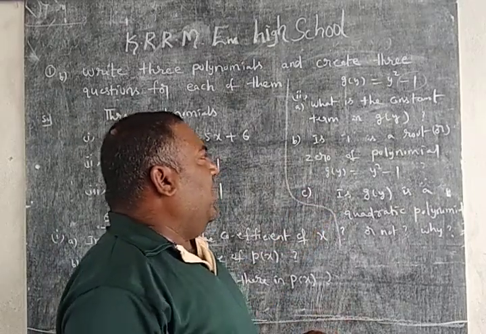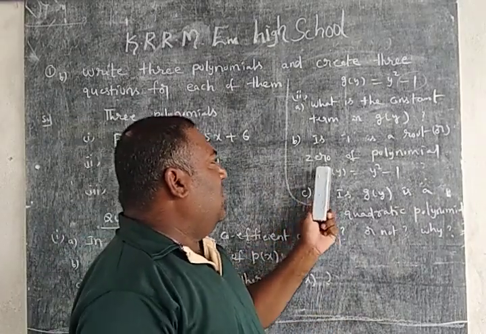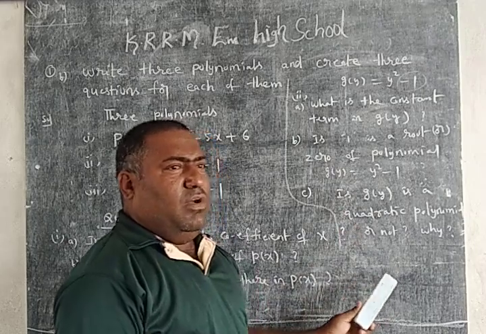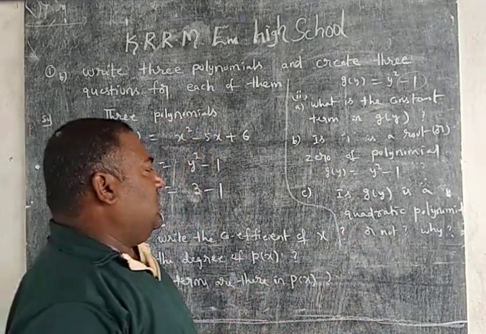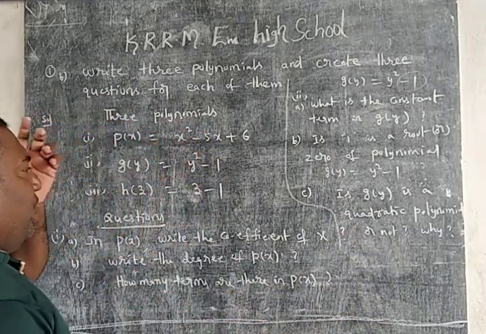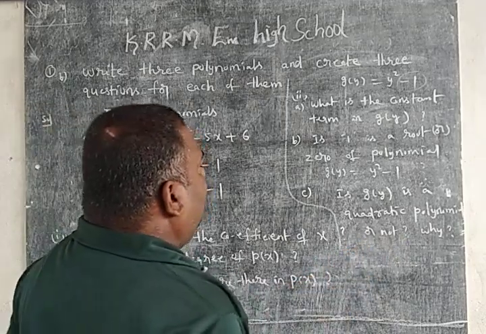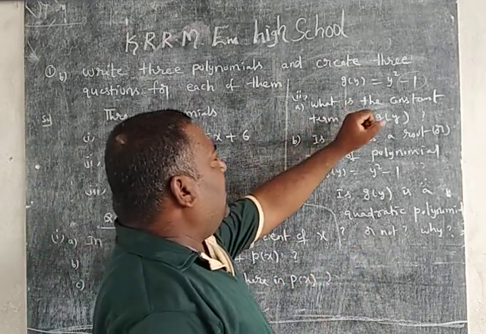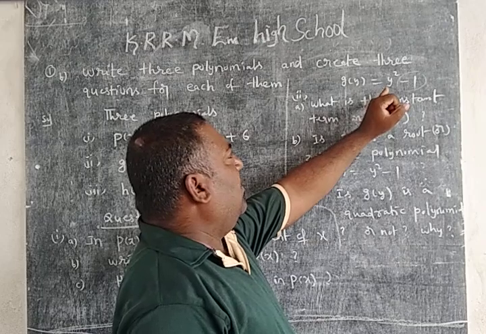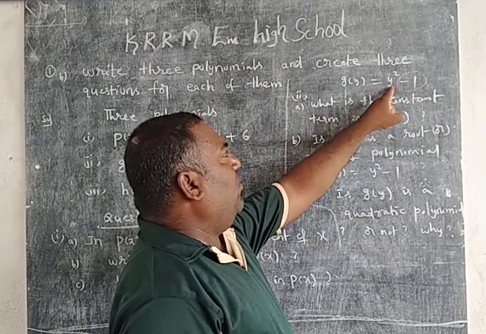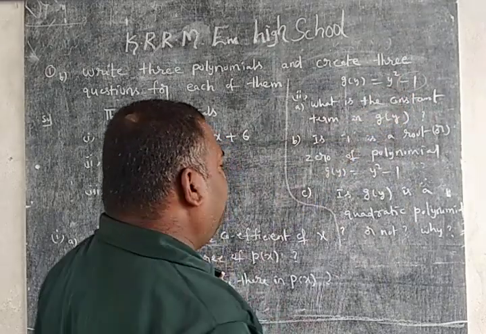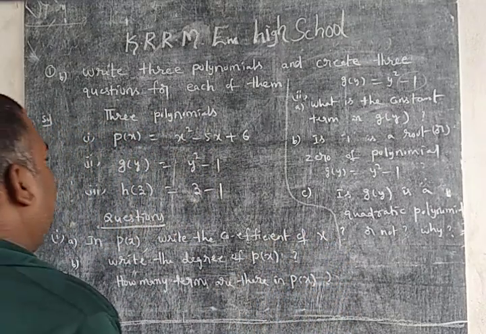So that is one created question: is 1 the root of the polynomial g of y equal to y square minus 1? Yes. Another one: is g of y a quadratic polynomial or not? Yes. What is the highest degree term in this expression? Y square. Here the variable y has power 2. That is, it is a quadratic polynomial.